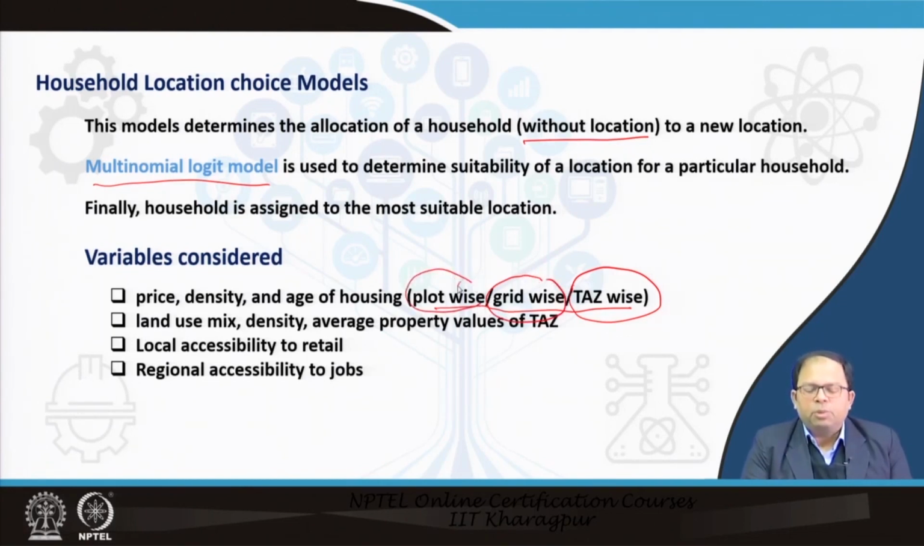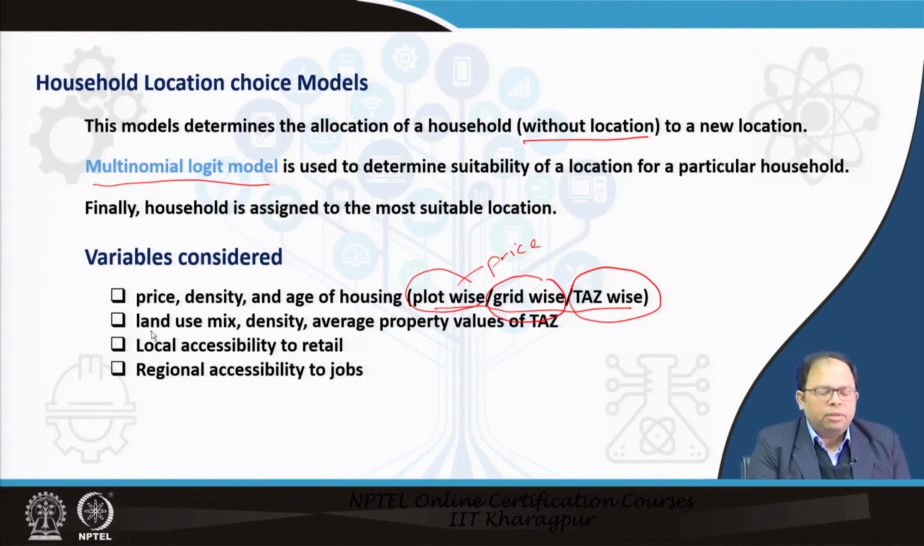That means for each plot we can have a price, and the household can consider this price when considering to move in. So if it is plot wise, we know exactly what the density is or what is the age of that particular building in that particular plot. But if it is grid wise, then we have to take an average for that particular grid, and if it is TZ, it is again average, but of course the size is more, and so the accuracy reduces.